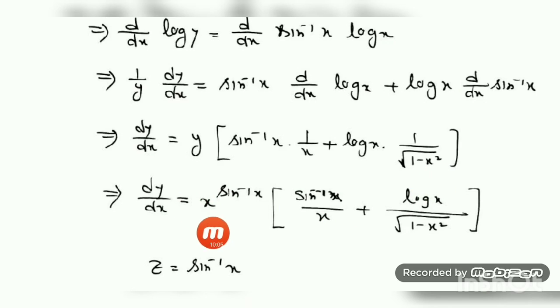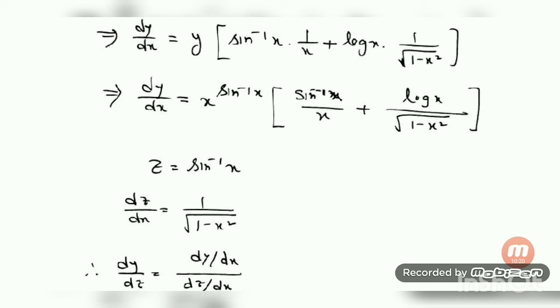Now I just substitute the value of y, that is y equal to x to the power sine inverse of x. This is sine inverse of x divided by x, and this one can be written as log x divided by root over 1 minus x square. So here we got dy/dx.